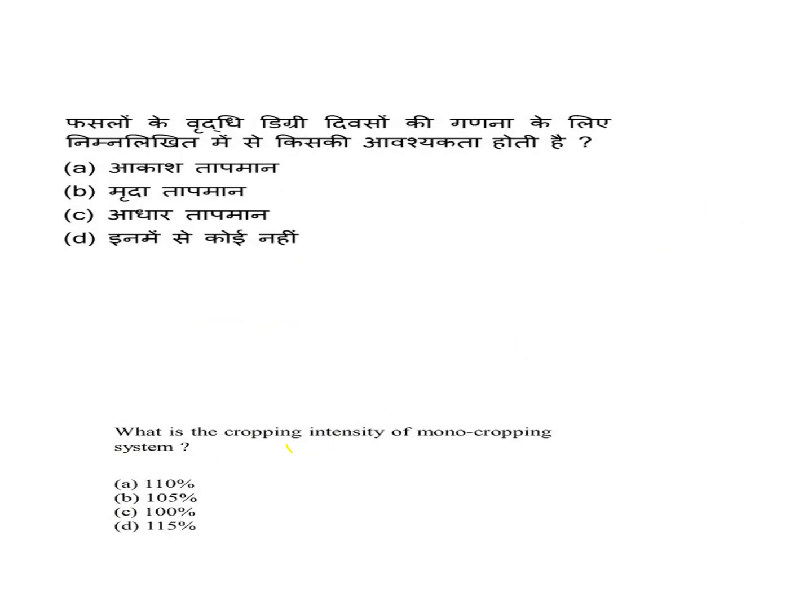What is the cropping intensity of monocropping system? The answer is 100%. Cropping intensity formula is total sown area divided by net sown area into 100. If you calculate for monocropping, it will come around 100%.